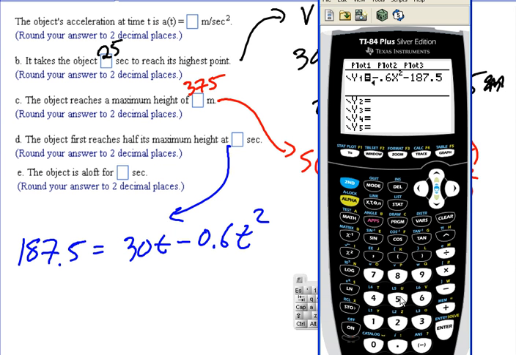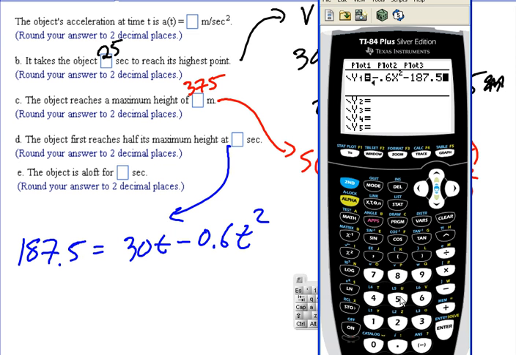And find the zeros of that function. Okay, so we subtracted this over to this side, and it's equal to 0. So we'll find the zeros of this. So let's graph it. Now let's see. It took 25 seconds to reach the highest point, right? So if we went from like 0 to 50, that'd be fine, wouldn't it?